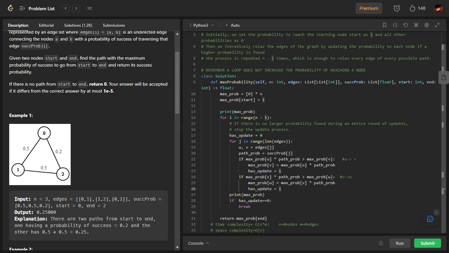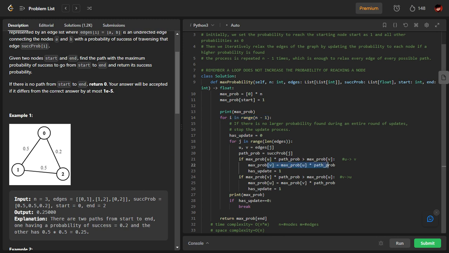See, the case of loops is a bit different. But remember, as I mentioned, this will run only for n minus one times. That's how we are trying to avoid the case of a loop, basically the case of a cycle. That's how it is. And finally, this is called the relaxing operation.